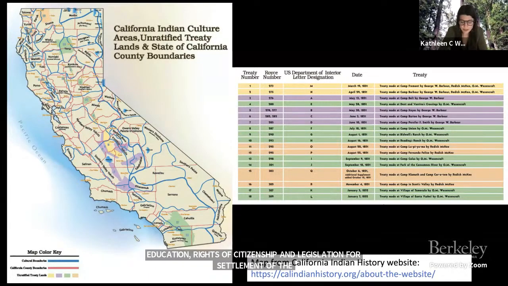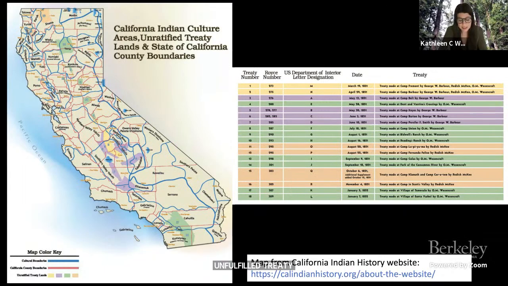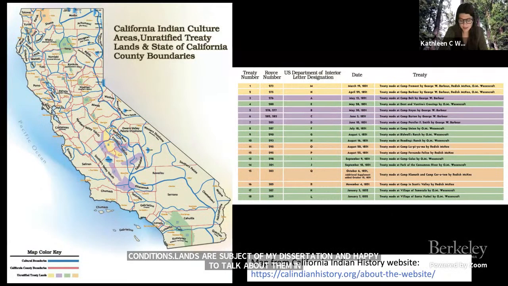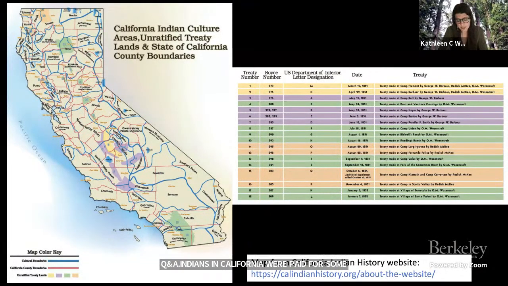These land settlements were the subject of my dissertation, and I would be happy to talk about them in the Q&A. Indeed, California Indians were paid for some of the lands promised to them in treaties or outright stolen in genocide. In 1972, the Indians of California were awarded a settlement from the Indian Claims Commission for $29.1 million, representing a payment of a mere 47 cents per acre.